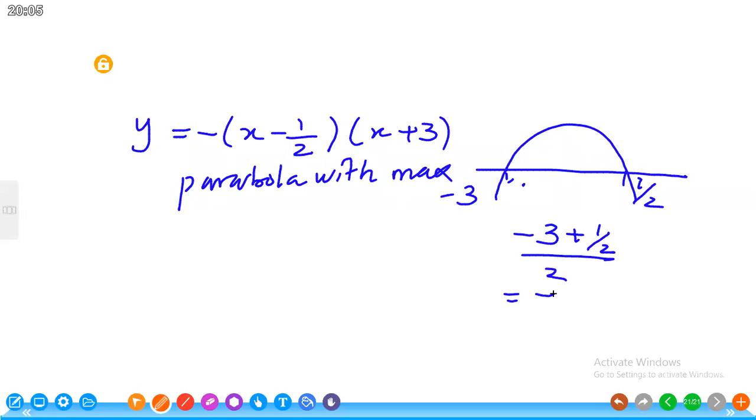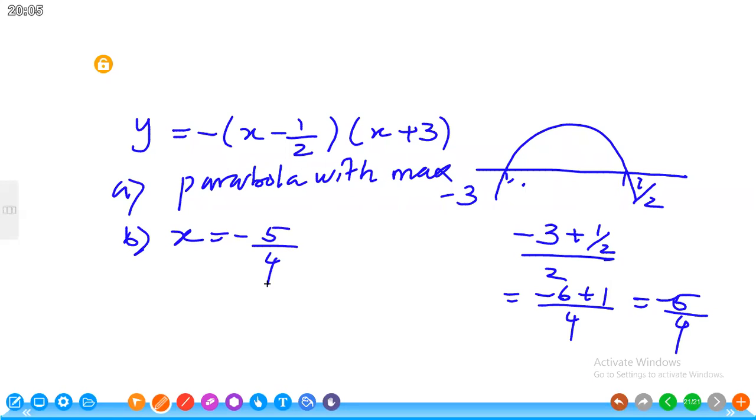Here minus 6 plus 1, over 4, so negative 5 by 4 is the equation of the axis of symmetry. The second part, the equation of the axis of symmetry, I found it: x is equal to negative 5 by 4. How to find the equation of the axis of symmetry? First, find the points where the graph intersects the x-axis. Then find the mid value of these.